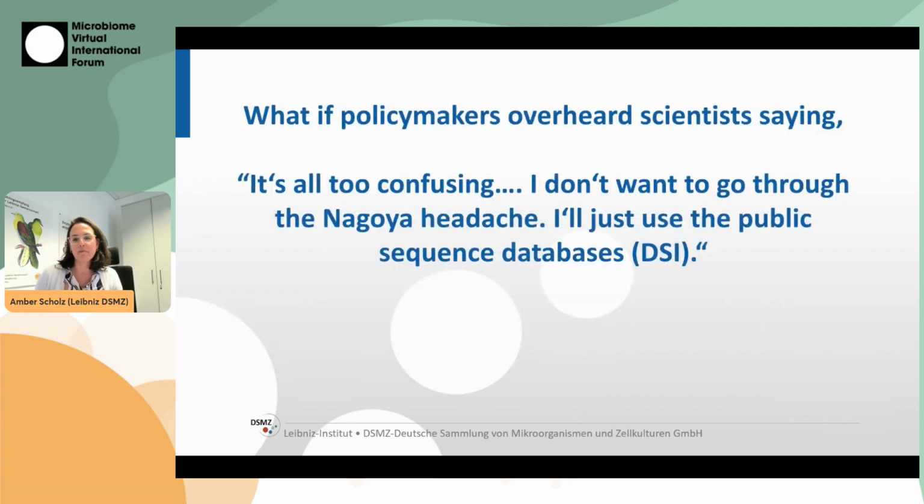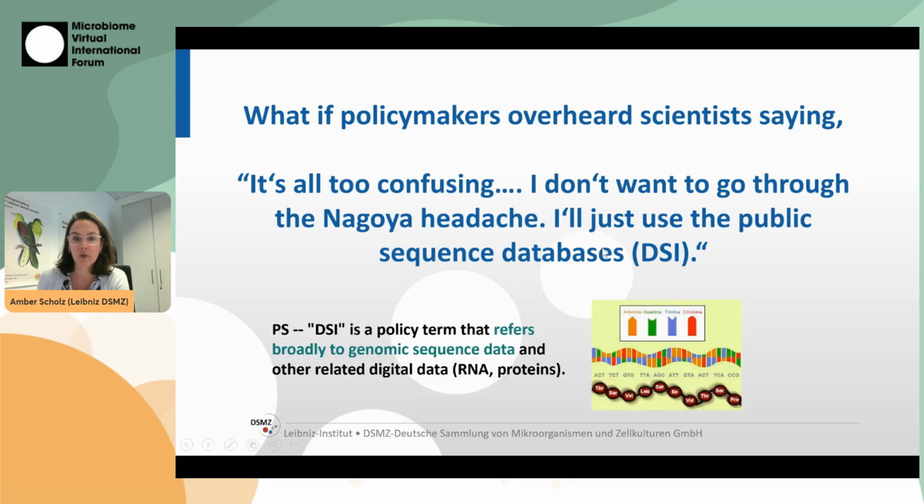The place to start is, if you're sitting out there in the audience and you're saying, oh, it's all just too confusing, I don't want to go through the Nagoya Protocol headache, I'm actually just going to take the public sequence databases, public genetic data, and see if I can get enough information on what's out there in the wild from genetic data rather than having to go through accessing physical samples. Imagine that there were a bunch of policymakers who heard that line of logic, let's say back in 2016. That is really what became the DSI debate, starting at COP16 in Cancun.